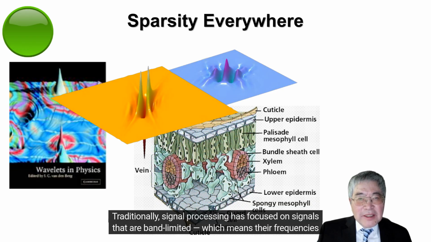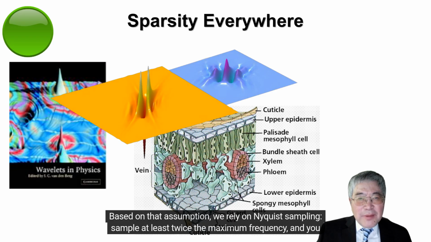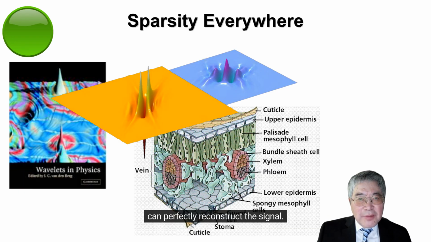Traditionally, signal processing has focused on signals that are band-limited, which means their frequencies don't go beyond a certain point. Based on that assumption, we rely on Nyquist sampling. Sample at least twice the maximum frequency, and you can perfectly reconstruct the signal. But what if we go beyond that assumption?